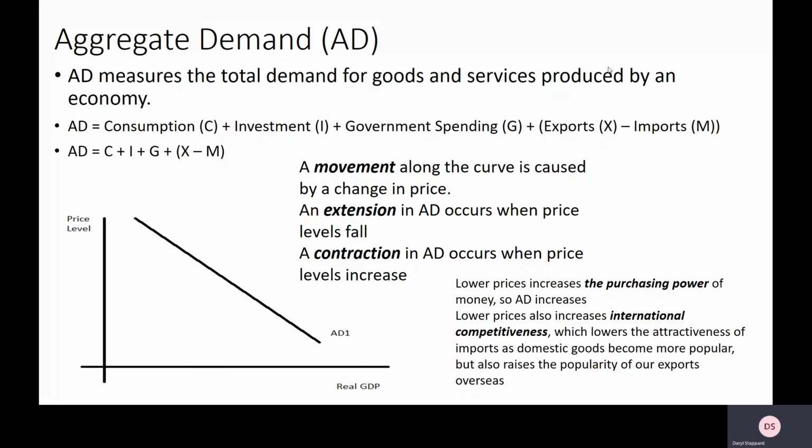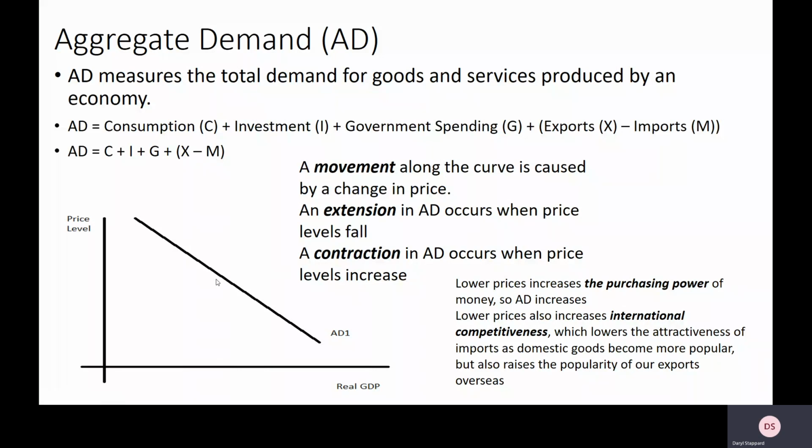Right, now look at that diagram on your screen. I've drawn the aggregate demand curve in a fixed place at the moment. Now, what we've got here then is the idea of movements along an aggregate demand curve. If price levels, which is the measurement of inflation, were to increase, there would be a contraction in aggregate demand. And if you think about it logically, it makes perfect sense.